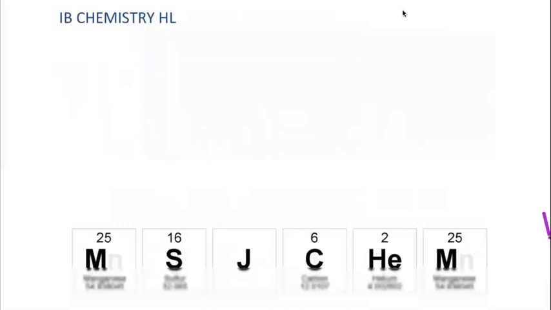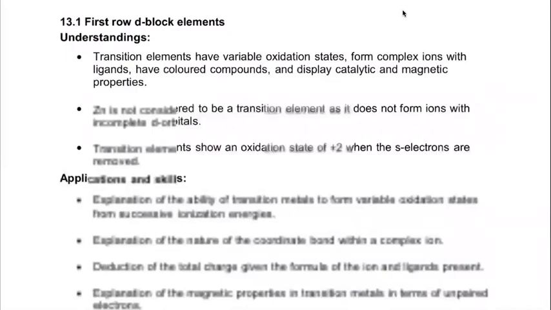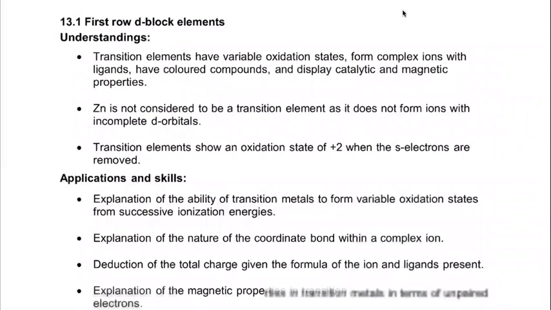I'm going to go down here so we can look at the little summary at the beginning. All of the HL level material focuses on transition elements. You can see here it says we're doing first row D block elements. The D block is that first row of transition elements from scandium to zinc. We're going to focus specifically on that row and those elements and some of the trends, the physical and chemical properties that they have. We're also going to look at their electron configurations to explain why they have certain properties.